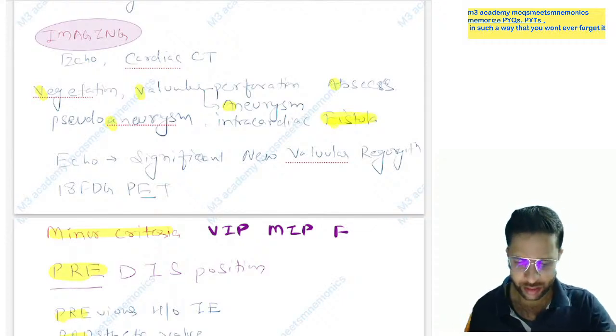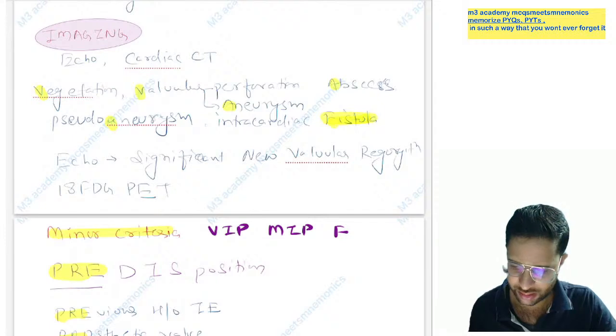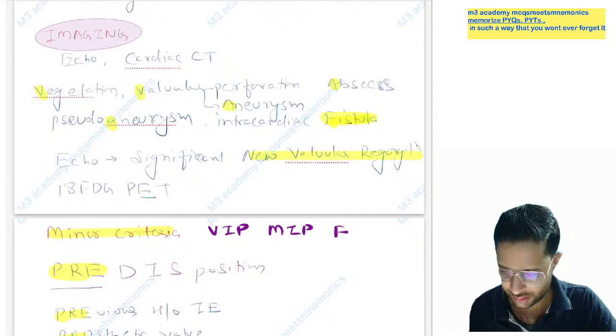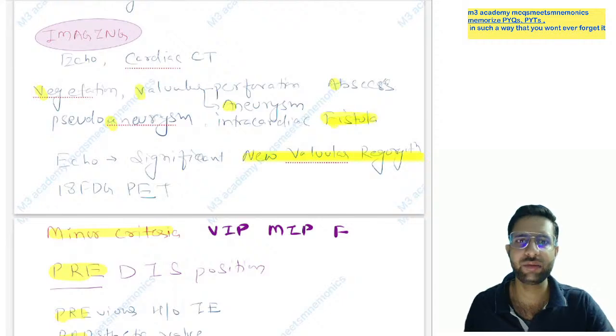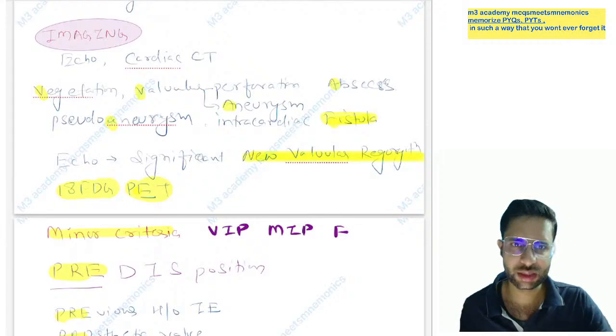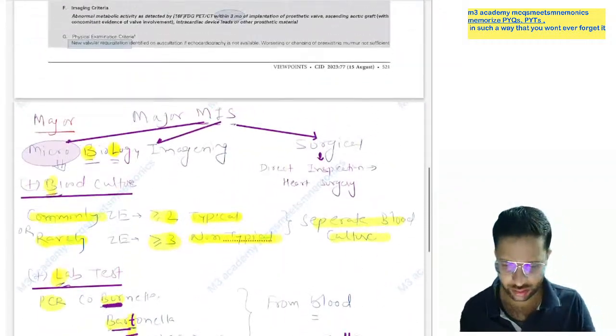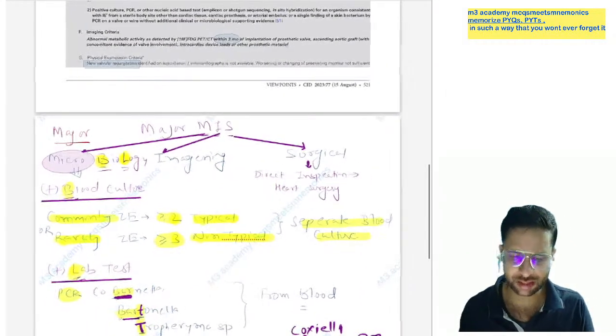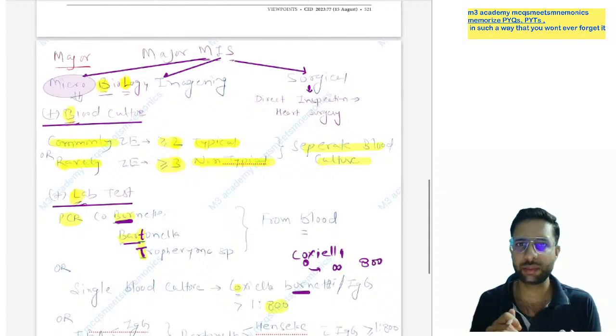In echo the findings are similar, but also significant new valvular regurgitation if you find it compared with the previous echo. In one test we also do 18F-FDG PET. So this is the imaging. We covered these major criteria: microbiological, imaging, and surgical.